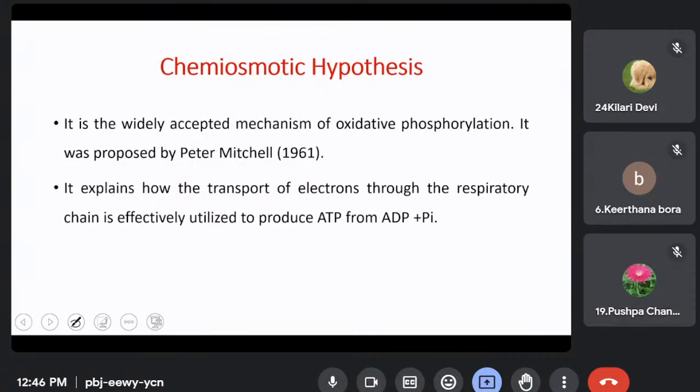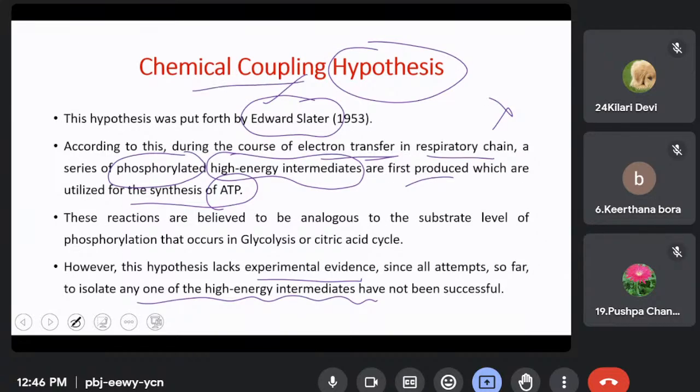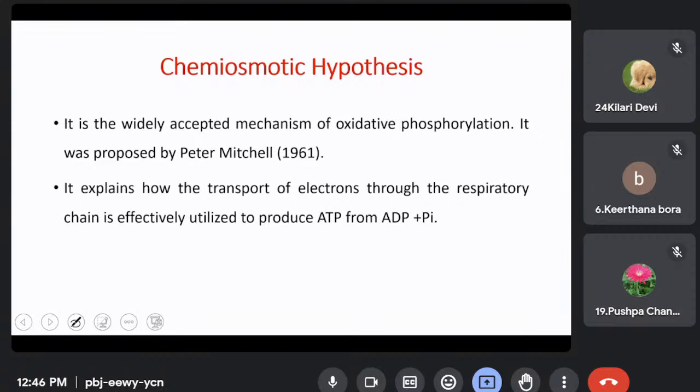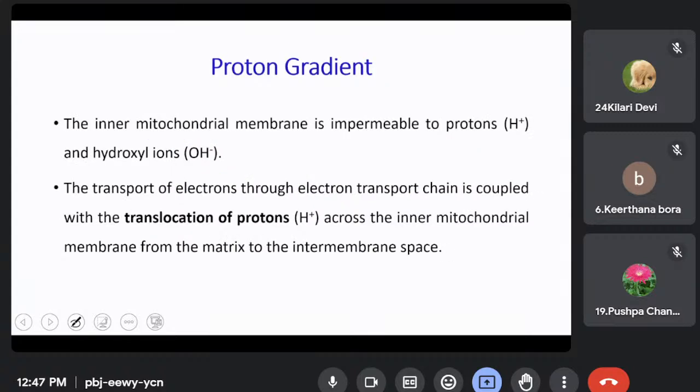And the most important one is the chemiosmotic hypothesis. This is still called a hypothesis, not a theory, because experimental evidence is still being gathered to support it, but to some extent, compared with the chemical coupling hypothesis, this explains how ATP is generated. It is the widely accepted mechanism of oxidative phosphorylation. It was proposed by Peter Mitchell in 1961. It explains how the transport of electrons through the respiratory chain is effectively utilized to produce ATP from ADP and inorganic phosphate. According to him, the first event that is required is a proton gradient. So, this is the mitochondria.